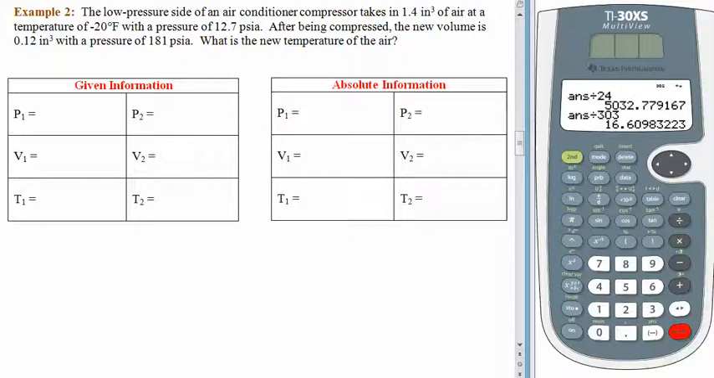Pause the recording, fill in everything you know on the given side, and then try to convert it over to the absolute side, and then come back when you're ready.